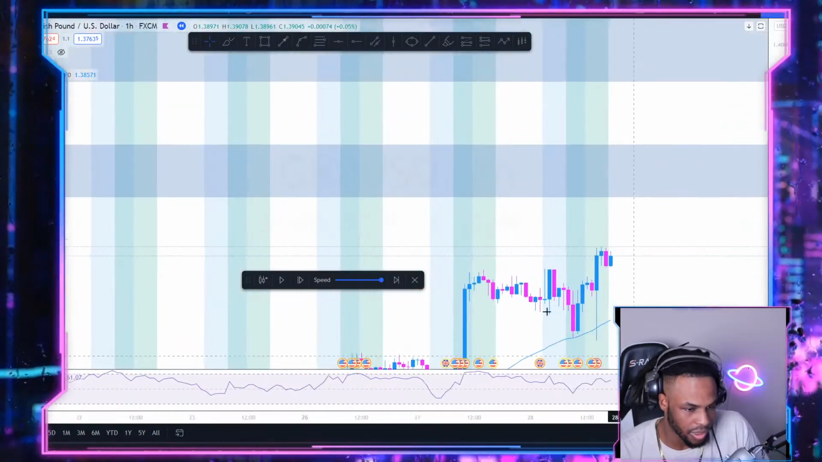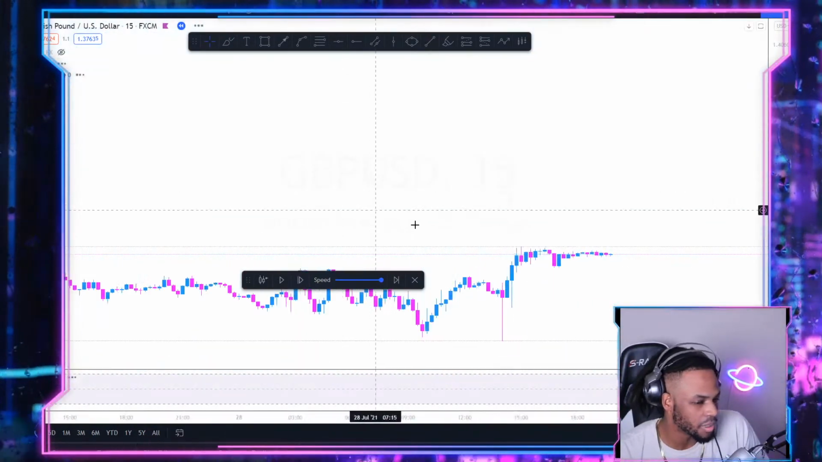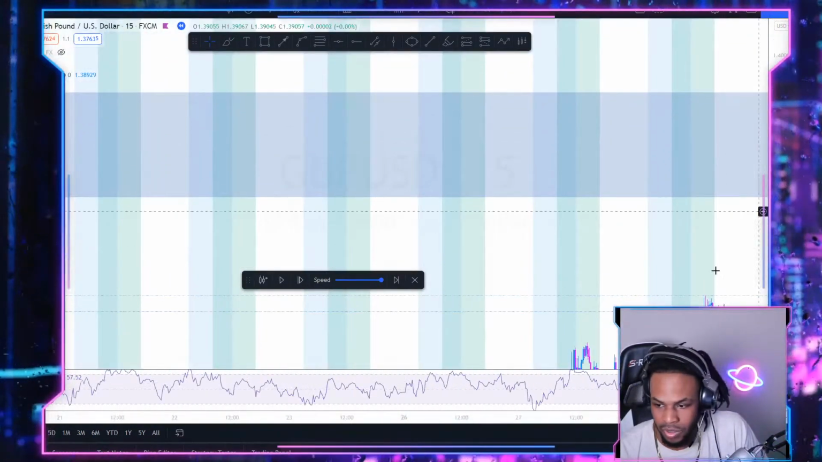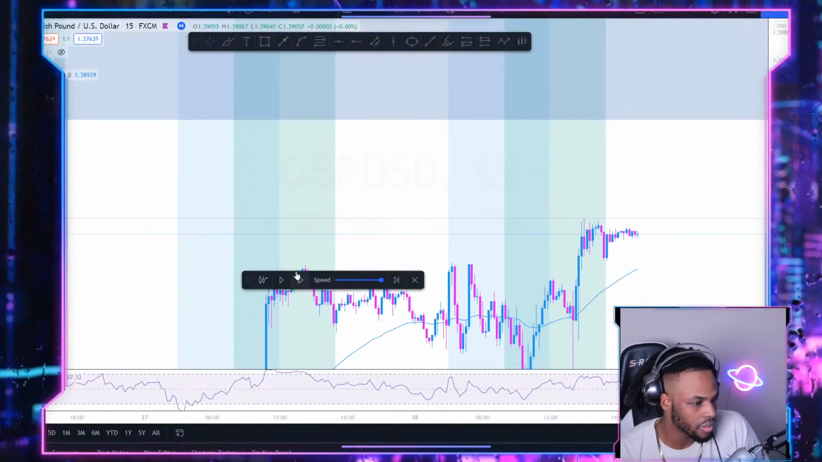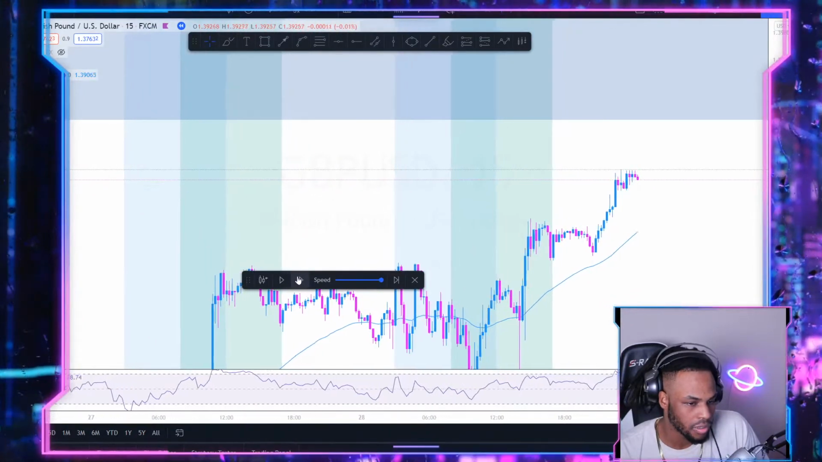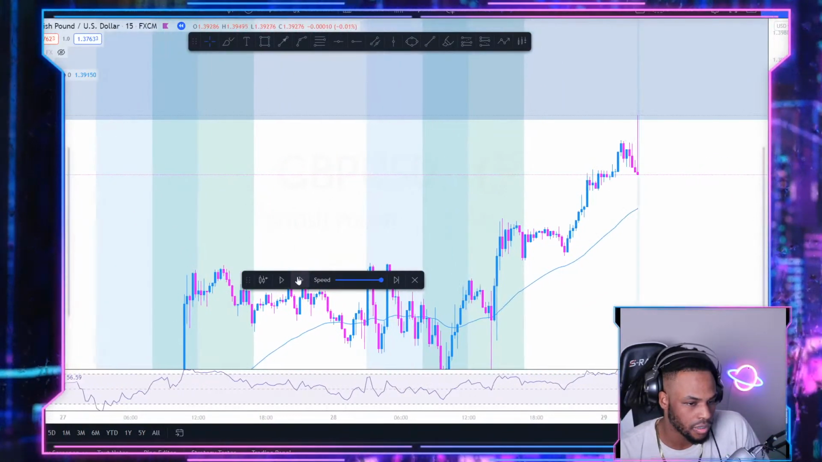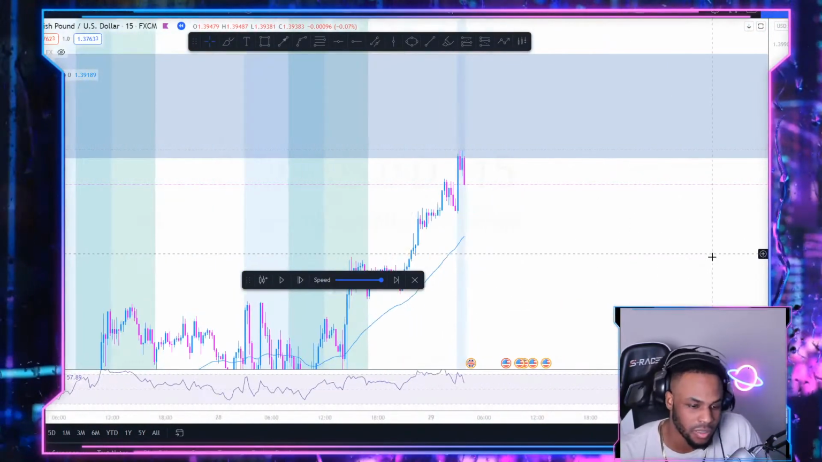Still didn't mitigate it. So now since we're getting pretty close, I'm gonna drop down to the 15-minute time frame. I look for my entries on the 5-minute time frame. Let's see what happens. All right, so boom. All right, so sometimes it depends.